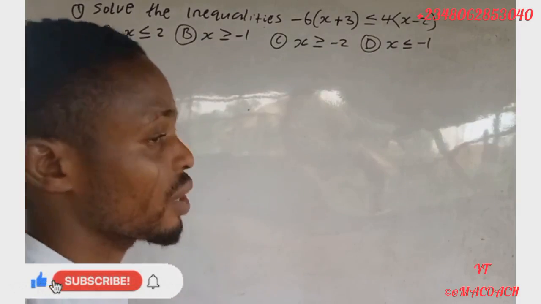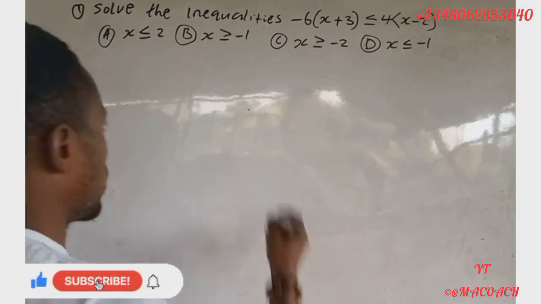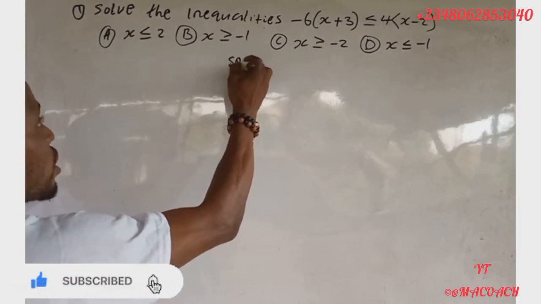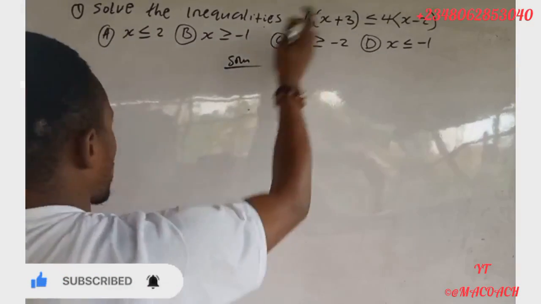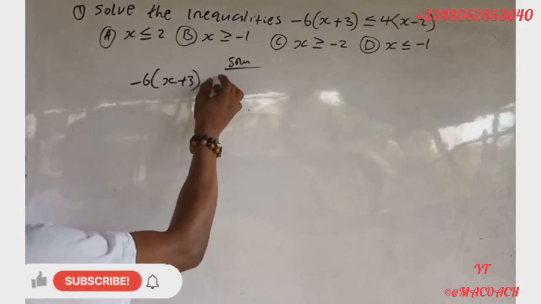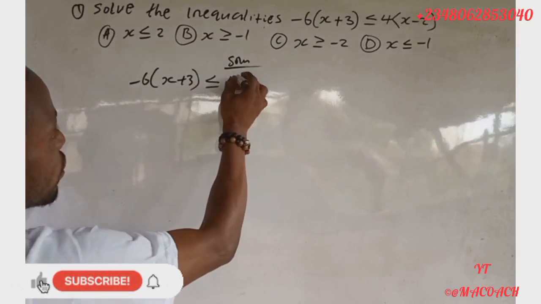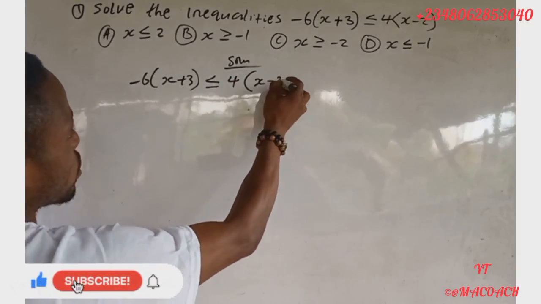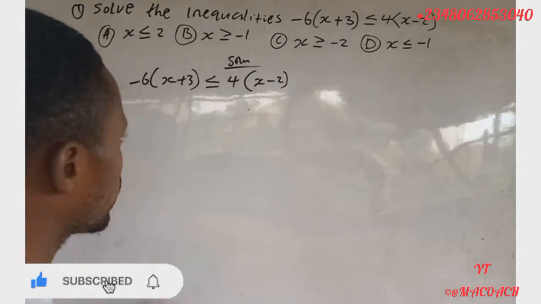How we solve this question is very simple. This is our inequality, so let's see how to solve it. Let me write the question outside. We have minus 6 into bracket s plus 3 close bracket less than or equal to 4 into bracket s minus 2.